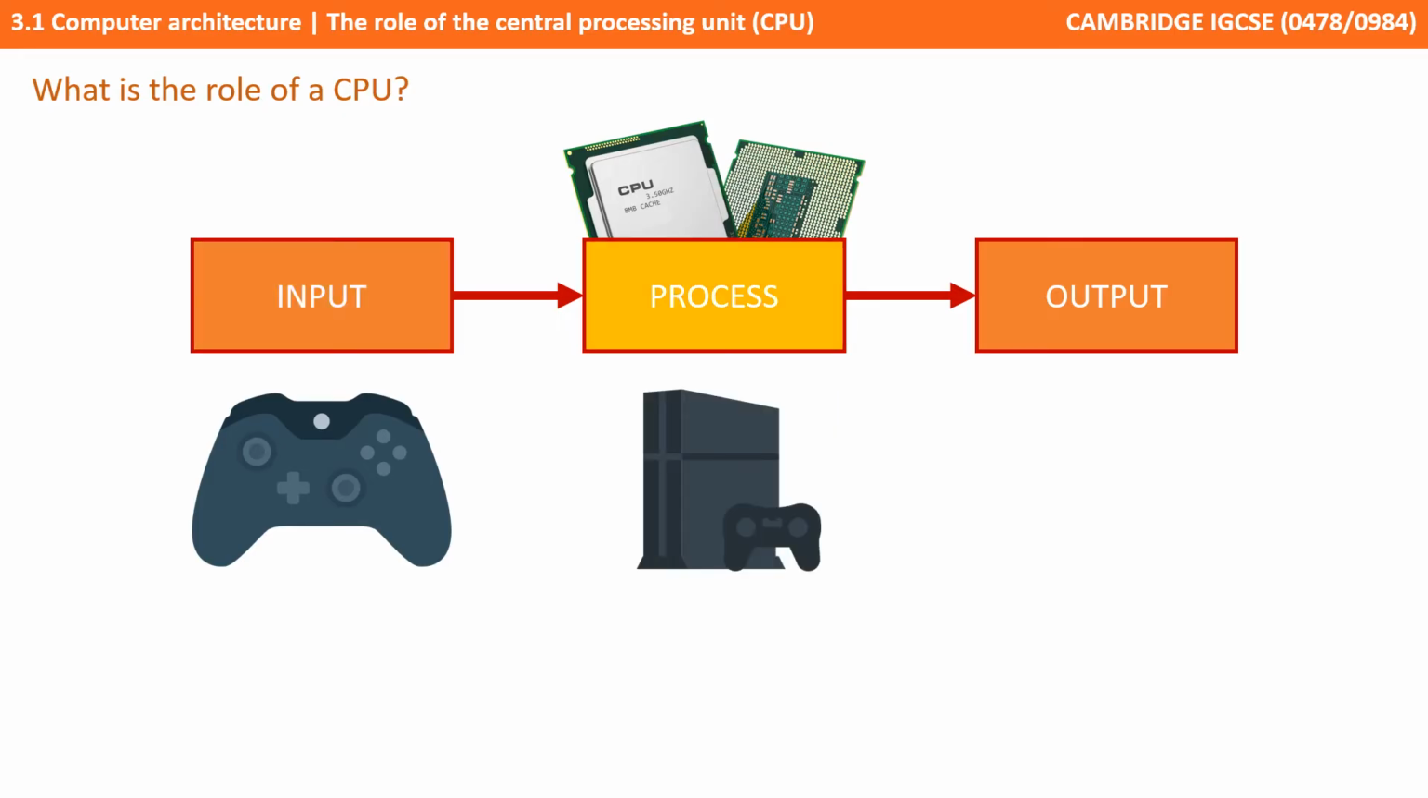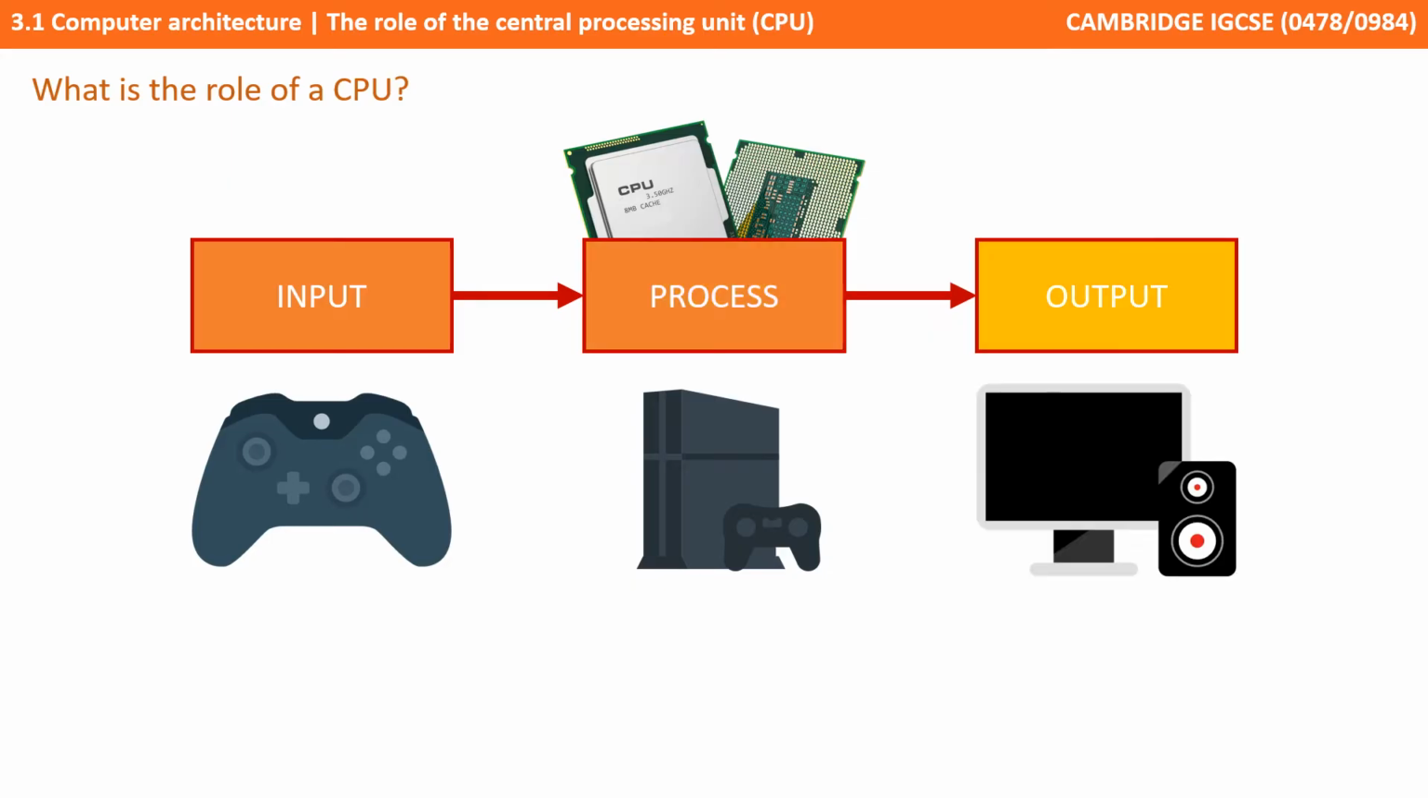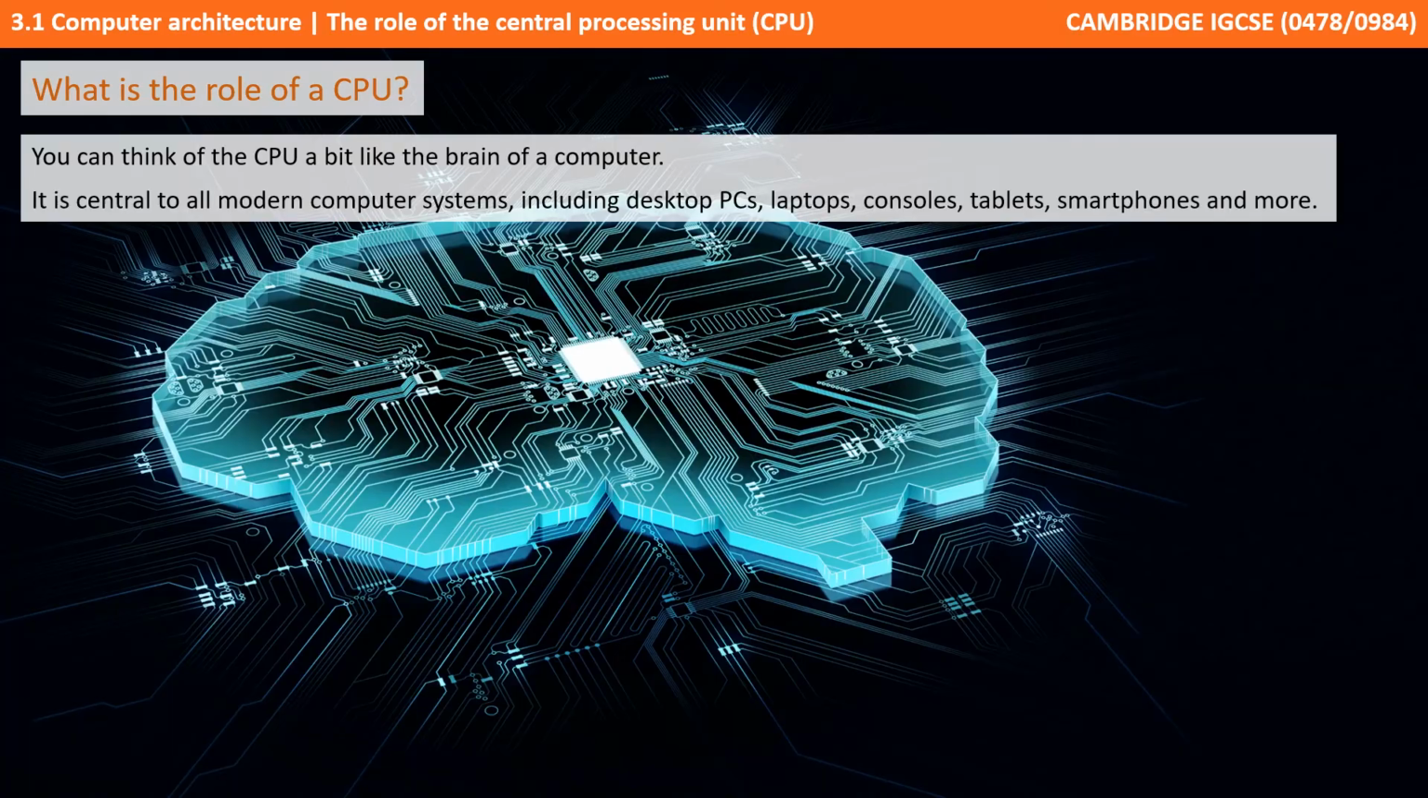The CPU of the console then processes this information, the player movements, what's happening on screen, and then outputs this information in the form of audio and visual feedback to the person playing the game. You can essentially think of the CPU a bit like the brain of a computer, and it's an analogy which is often used. It is central to all modern computer systems, including desktop PCs, laptops, consoles, tablets, smartphones, and much, much more.